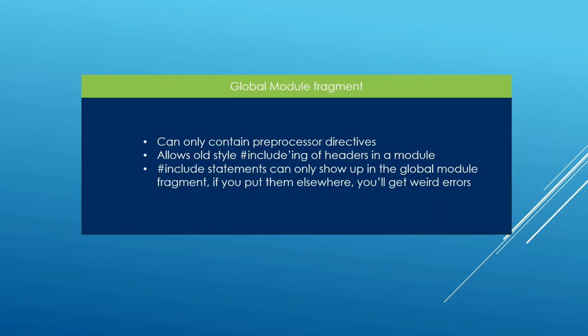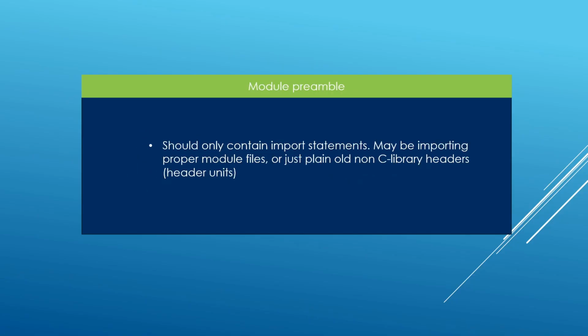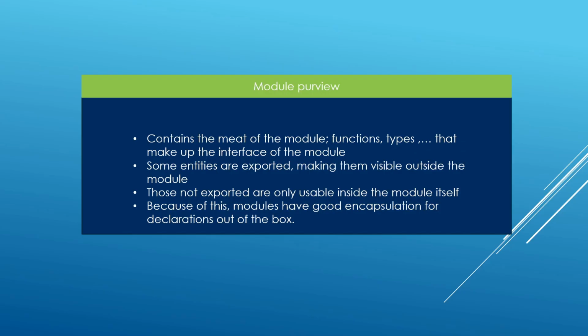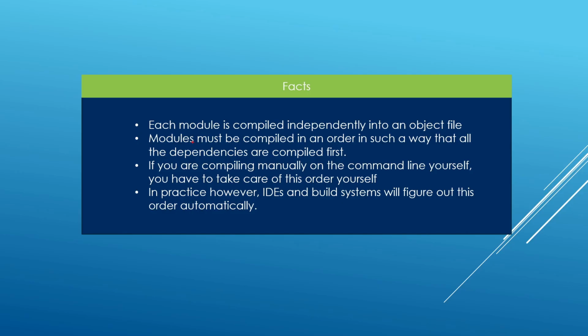Okay, here are a few facts about the global module fragment. It can only contain preprocessor directives. It allows you to include stuff the old way, and it is recommended to put your include statements in the global module fragment. If you put them elsewhere, you will face a few errors. That's the idea here. The preamble is going to contain your import statements, and the purview is going to contain the meat of the module: functions, types, classes, concepts, and really any other entities that you want to make up your module. Here are a few points I want you to keep in mind as we go forward.